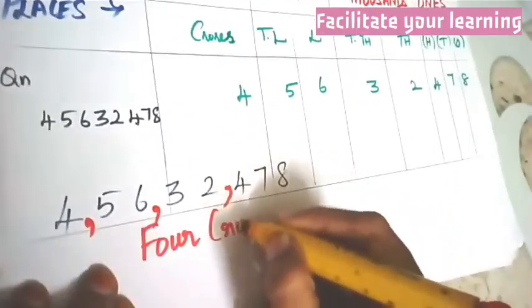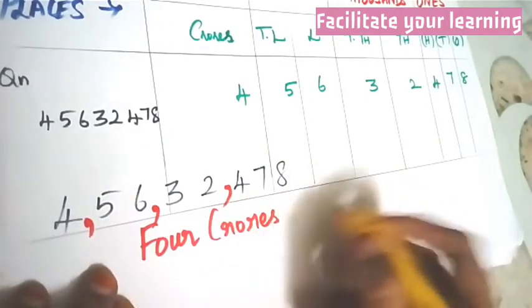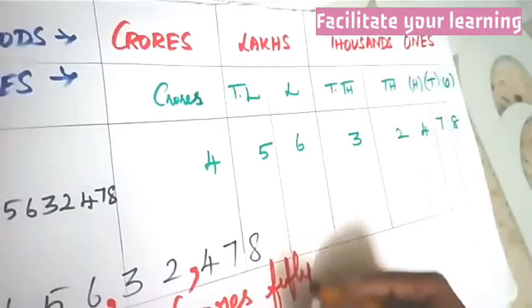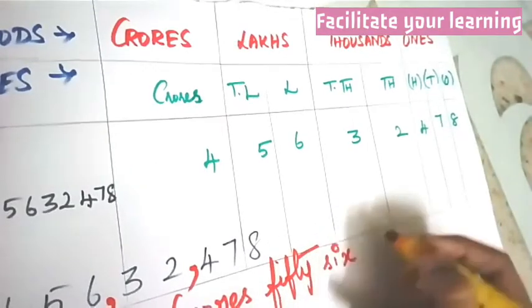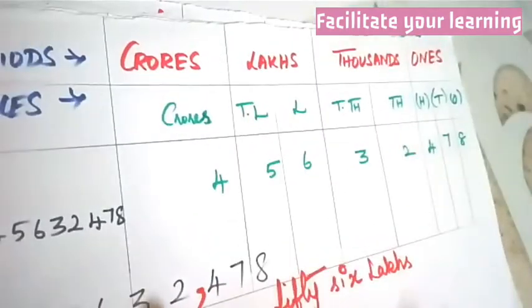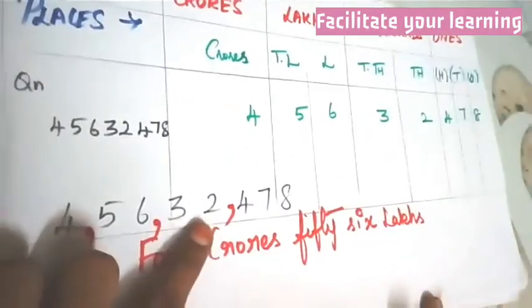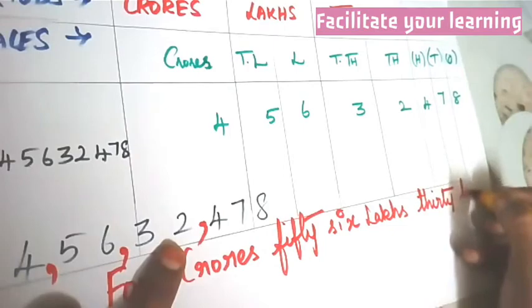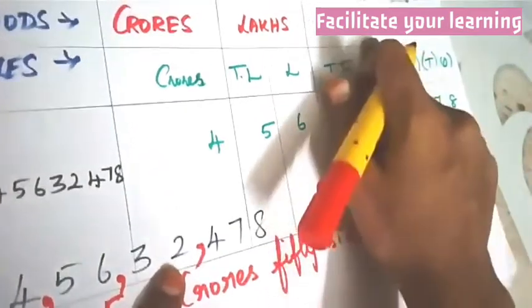4. 4 is under crores period. So write 4 crores. You have 2 digits, 5 and 6. So read it together. 56 under what period? 56 under lakhs period. Yes. Then what number do you have? 3 and 2. 32. 32 is in thousands period. So 32,000.